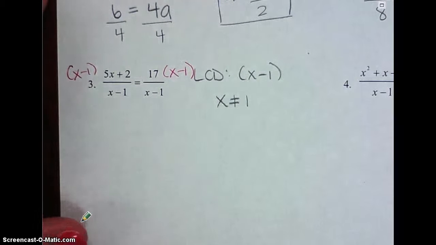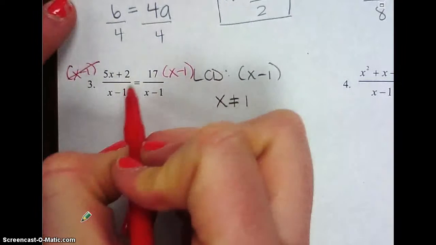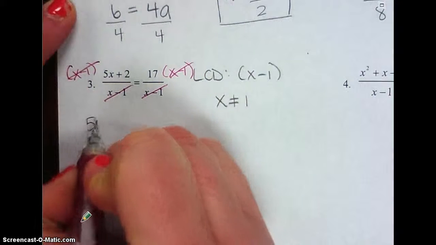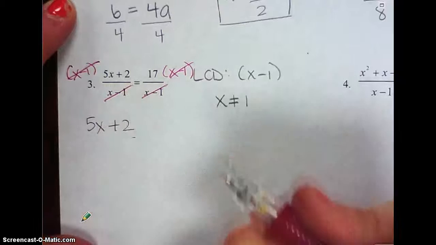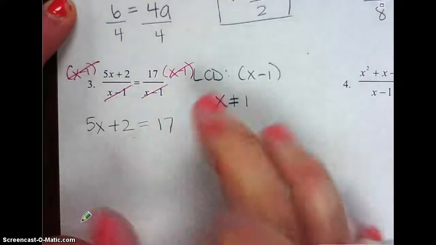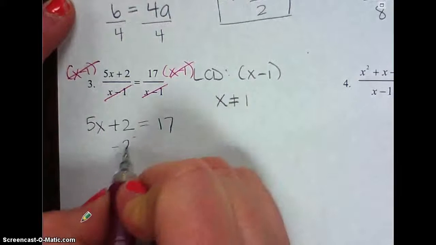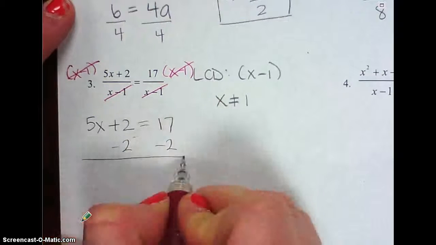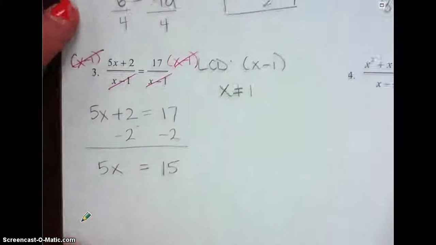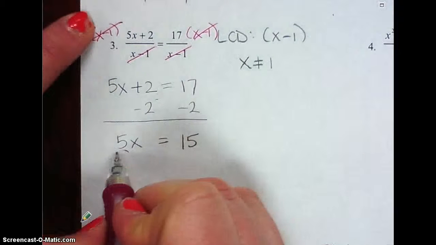So what cancels? Yeah, everything cancels here and here. So this is a nice one. You just get 5x plus 2 equals 17. And solve for x. Subtract the 2. And divide by 5.